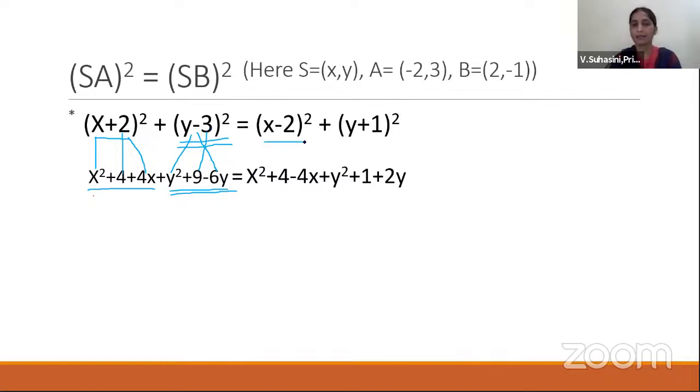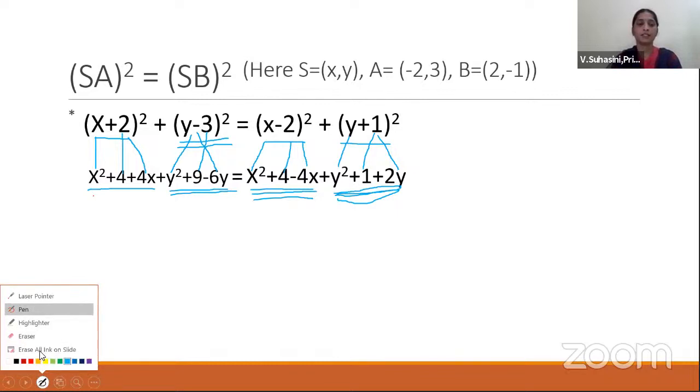Now, expanding (x - 2) whole square: square of the first term, square of the second term, minus 2 into x into 2, that is 4x. This is opening the first bracket on the right-hand side. Now open the second bracket: square of the first term, square of the second term, plus 2 into first term into second term, 2 into 1 into y, 2y. That's all. Just look at the terms which could be cancelled.